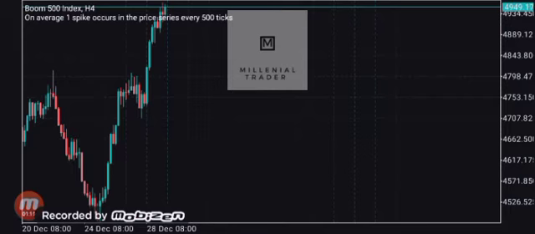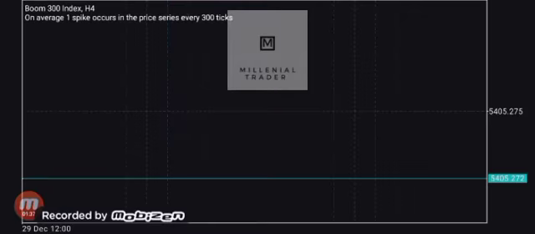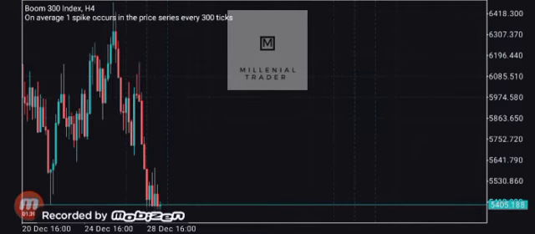So since I've been gone, I think they've added a few more indices. Before I was only aware of Boom 500, Boom 1000, Crash 500, Crash 1000, Volatility 75, Volatility 10, 100. But I think they've added like 4 more. I think there is now Boom 300, Crash 300, I think. So I'm interested in doing analysis for Boom 300. So let's see the chart from Boom 300.